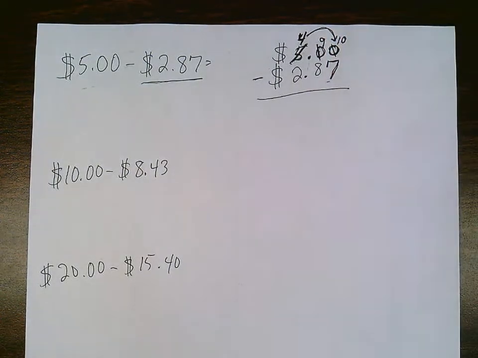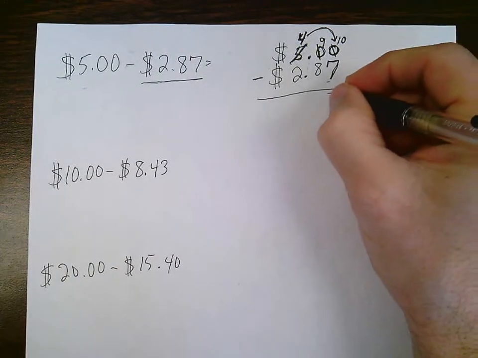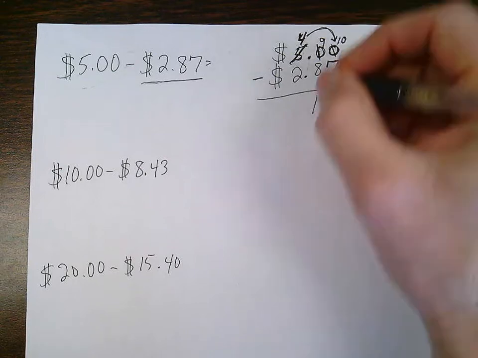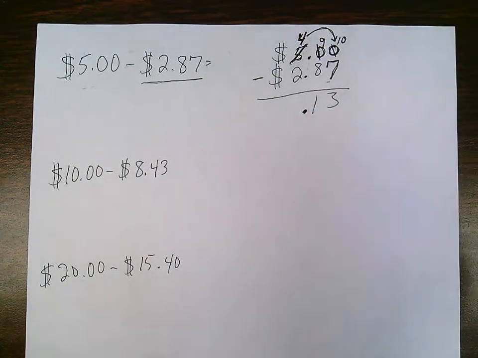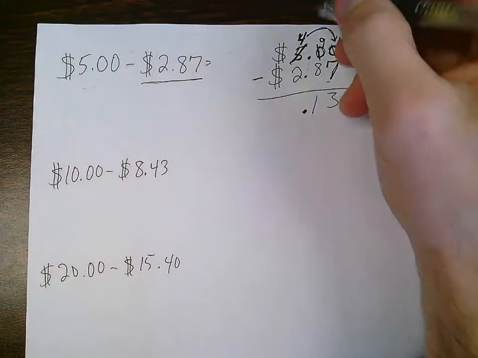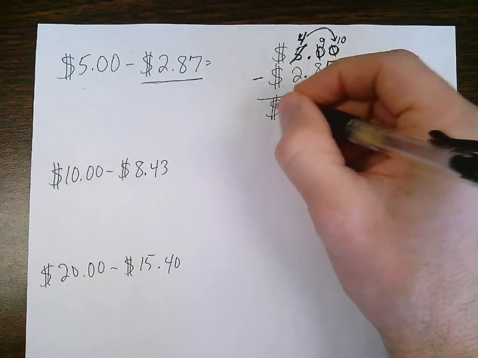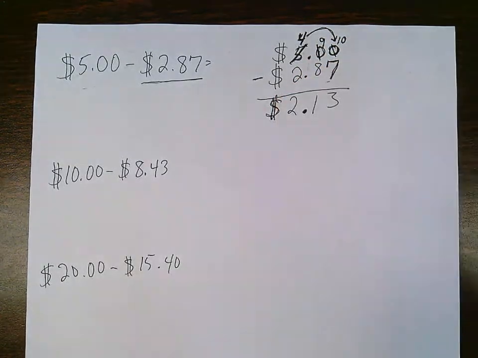Once I get to this point, it's just simple regular subtraction. 10 minus 7 is 3. 9 minus 8 is 1. Now I want to bring down my decimal point. That'll be a difference here when we're subtracting money. And then 4 minus 2 is 2, and I bring down my dollar sign. Now my answer to how much change I receive after I bought something for $2.87 with a $5 bill is $2.13. Let's go down to our next example.